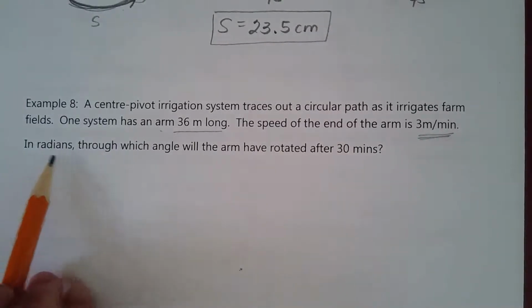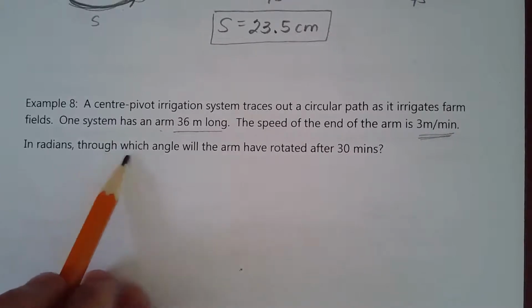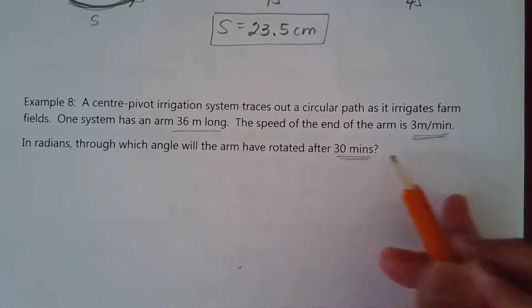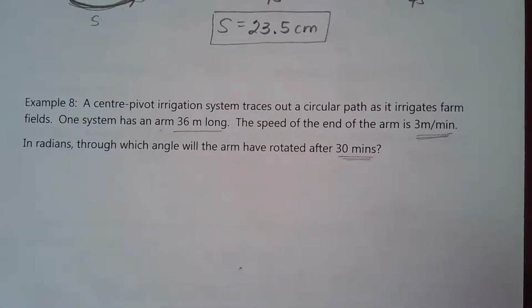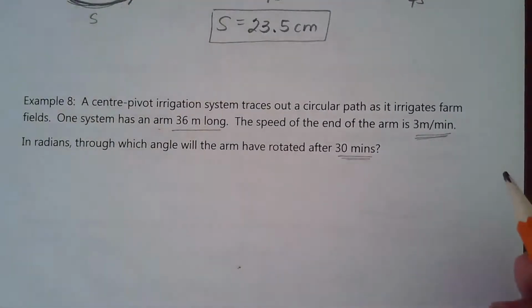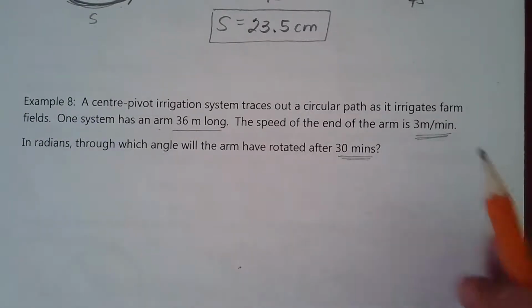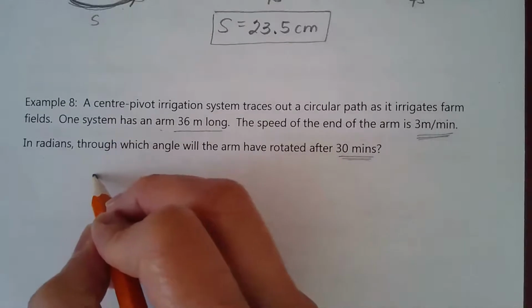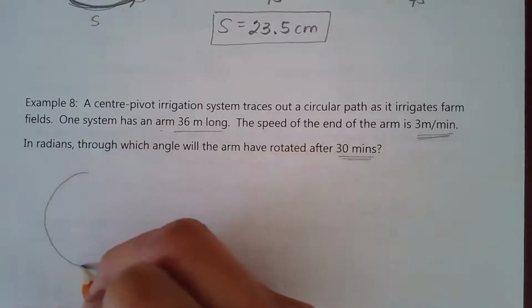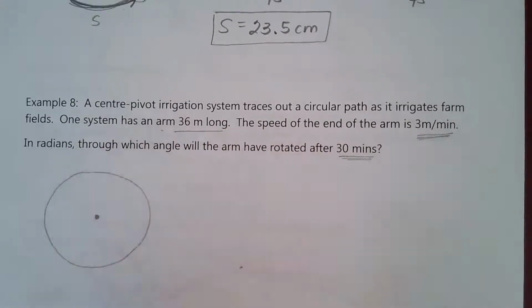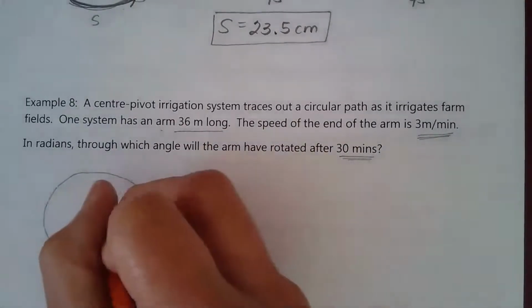In radians, through which angle will the arm have rotated after 30 minutes? Okay, so this is a question here. I'm just going to draw it out and see if we can make sense of these questions. So this is the irrigation system. It's right there.